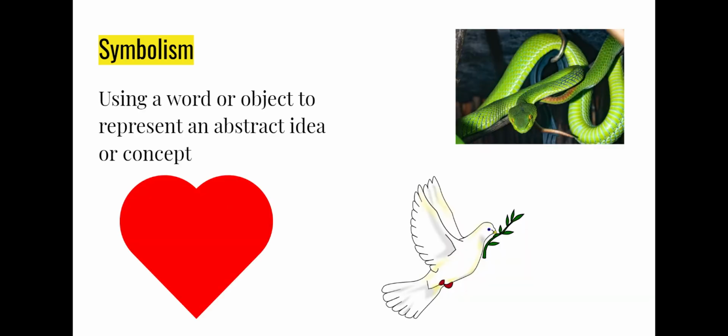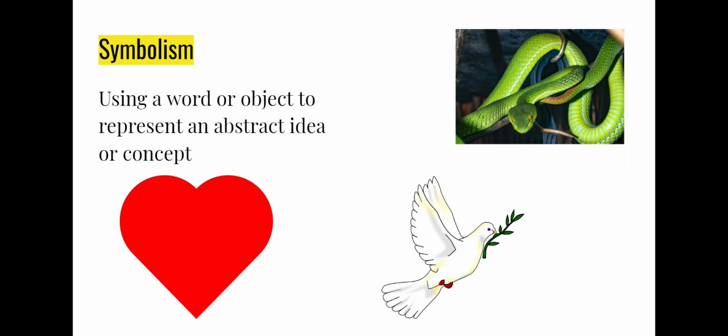Then we have symbolism. Symbolism is when we use a word or an object to represent an abstract idea or concept. So if I asked you right now, what does a red heart mean? I'm going to say you guys are all shouting at me right now, love. That's what I'm hoping. If I asked you what does a broken red heart mean? Well, obviously, could be sadness, misery, because now you have a broken heart.